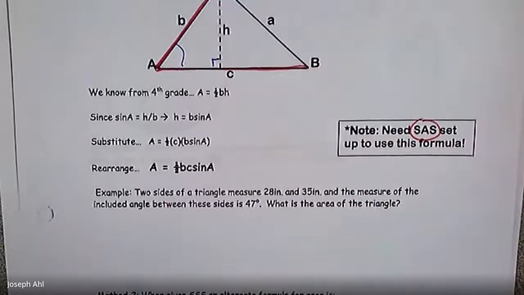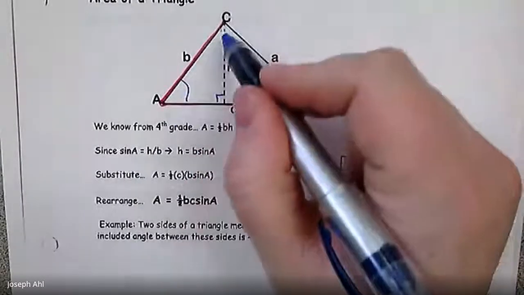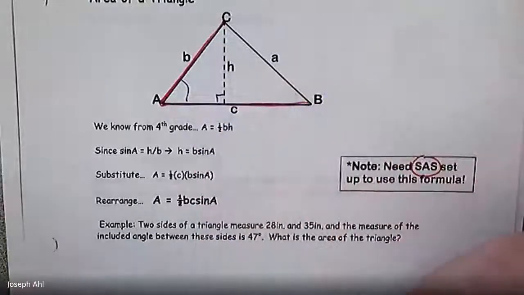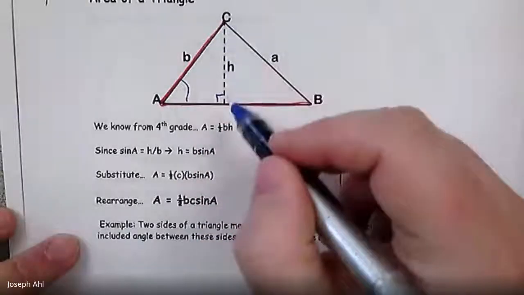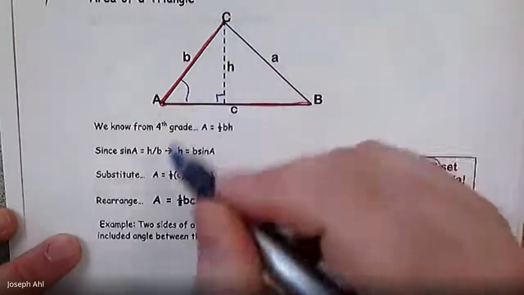So why is this to our advantage to have this formula? I guess if you don't know the height of the triangle, you might be able to easily measure two sides and the angle in between those sides with some measuring tools in the world. But maybe you don't know the measure of the height. Well, you can find the area of that triangular region by making some trig substitutions and getting to this formula.